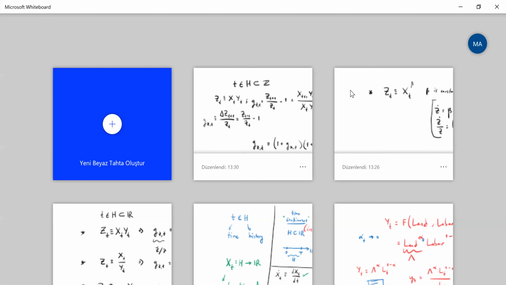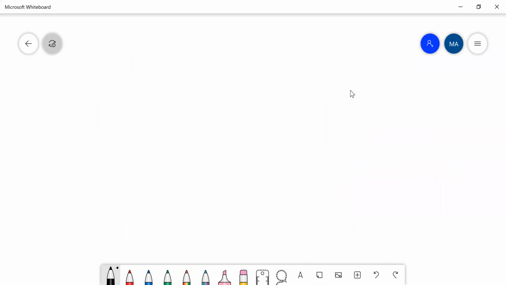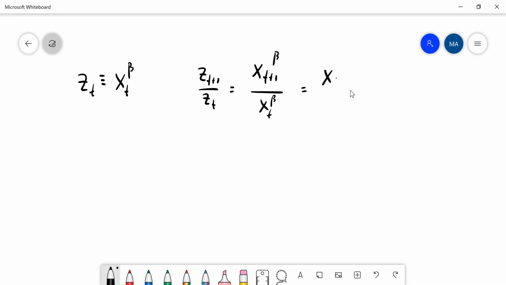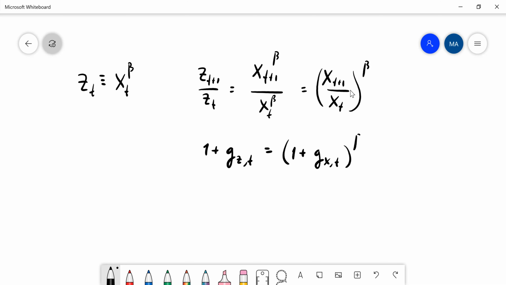Now, let me show you one example and you do the rest. If Z_t is a power function of x_t, what's happening here? Again, I want to write Z_{t+1} divided by Z_t. Z_{t+1} is x_{t+1} to the beta, and Z_t is x_t to the beta. So 1 plus g_z equals (1 plus g_x) to the beta. That's very, very simple.